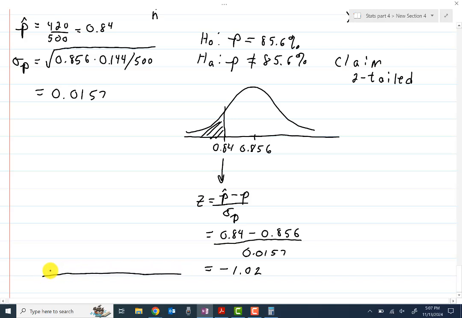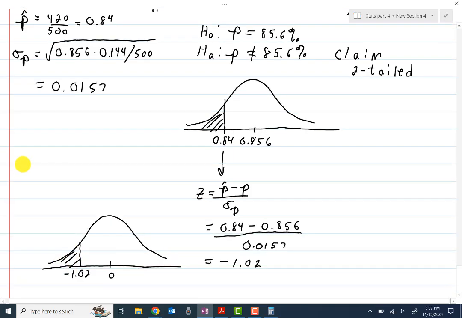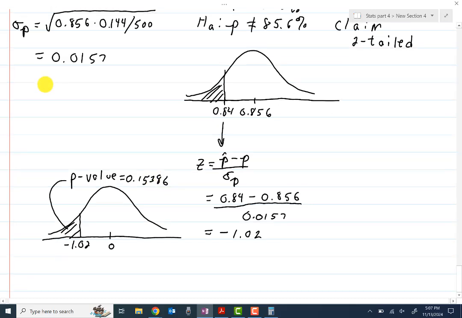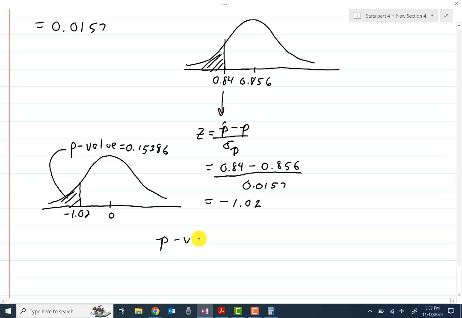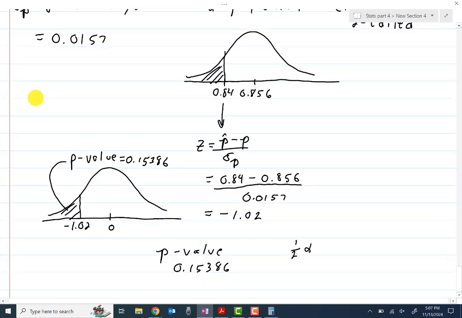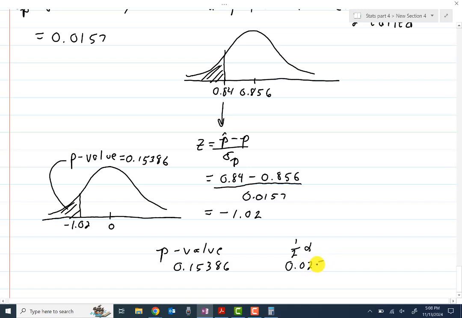New picture. P-value 0.15386. And finally, to finish it off, remember, this is a two-tailed test, so take half of alpha. That would be half of 0.05. So we get 0.025. So we can see that p is bigger. Do not reject.